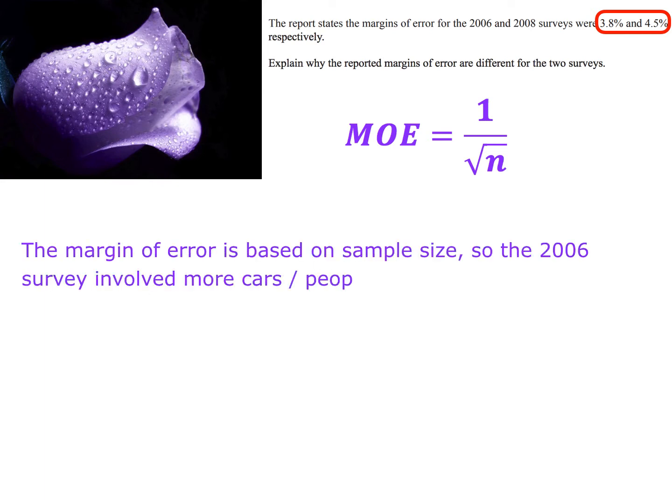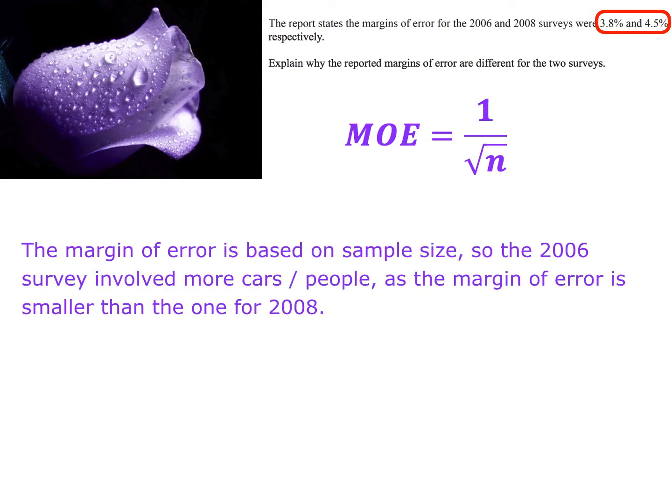That's what we want to be able to say, that our margin of error is based on that sample size. Because the 2006 survey has a smaller margin of error, that means it must have a larger sample size. So we need to be able to say that, therefore, the sample size in 2006 is bigger than the sample size in 2008.